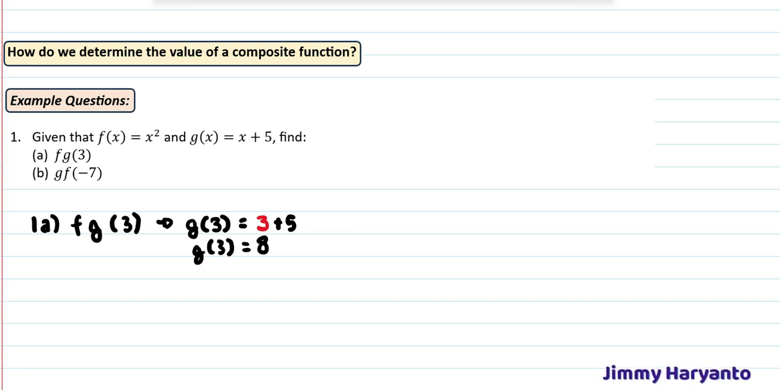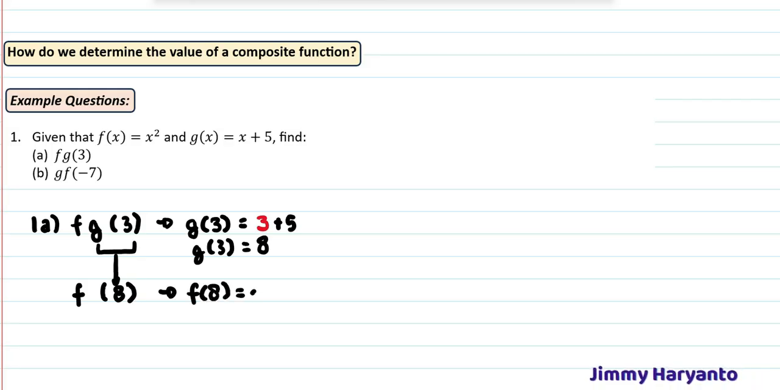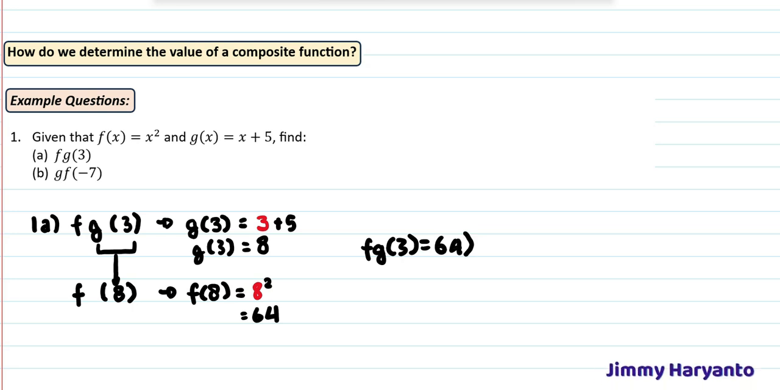After we have g3, we can write it down like this, because this one is 8. That means I can write it as f8 right now. So we have to find the value of f8. f8 equals 8 to the power of 2, since the rule is square, and then we replace the x with 8. So the final result will be 64. Therefore, fg3 equals 64. This is how you calculate the value of a composite function.